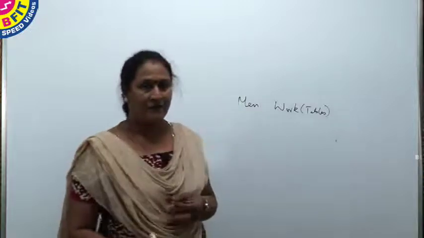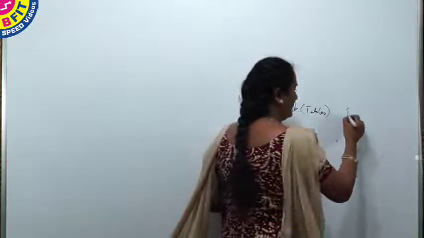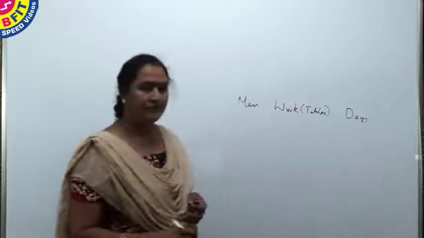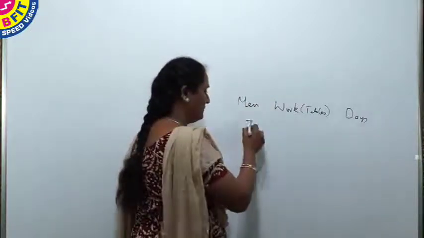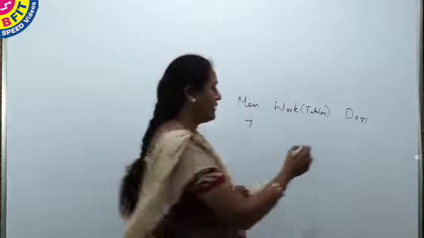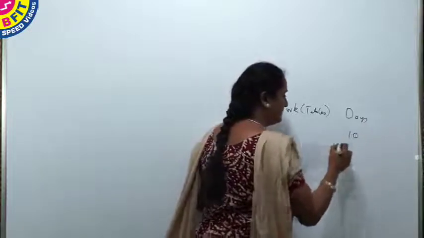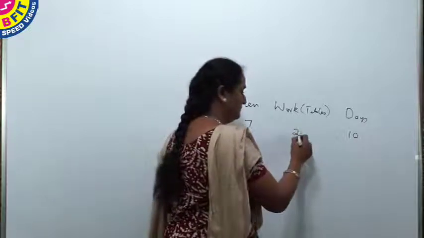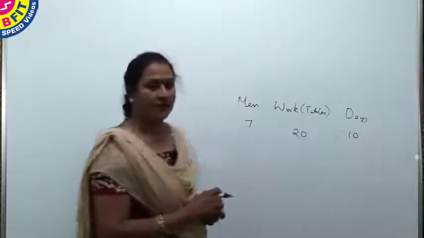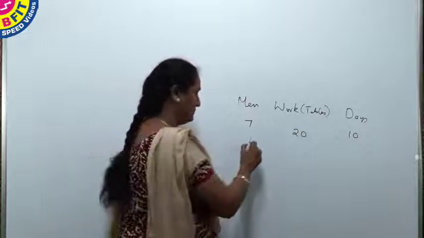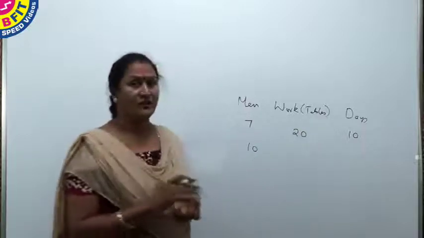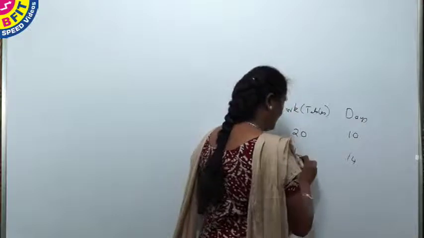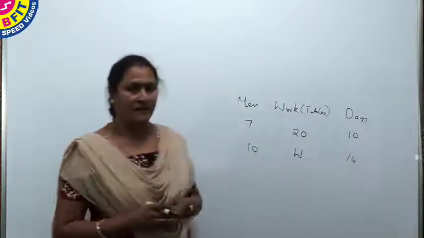Then we have the factor, we have the variable days. So 7 men, they work for 10 days and they make 20 tables. So if there are 10 men and work for 14 days, how many tables can they make?